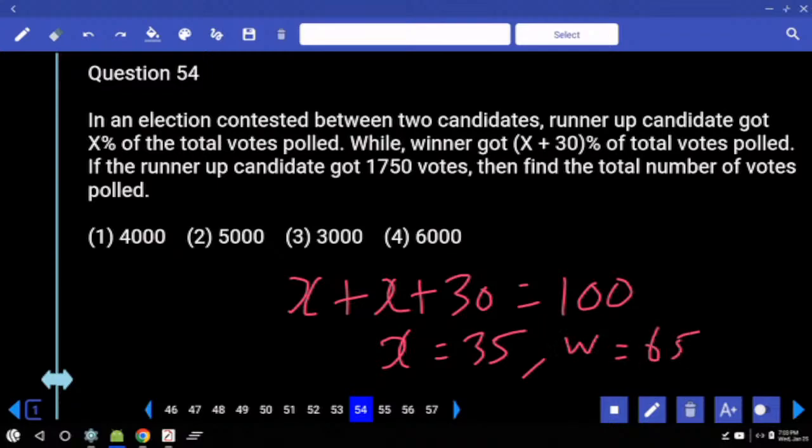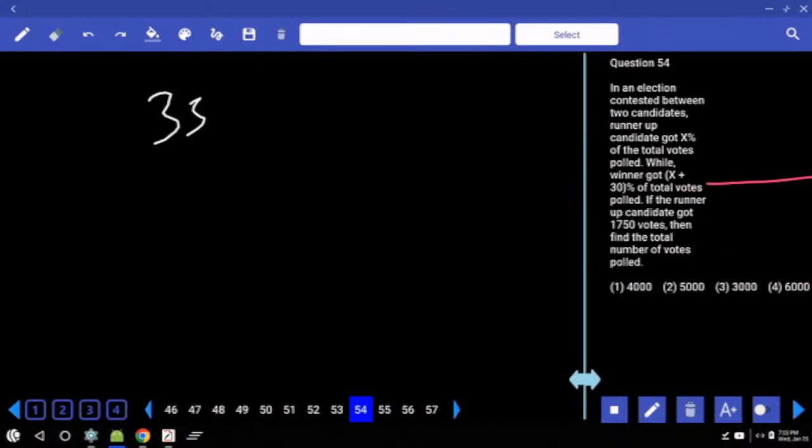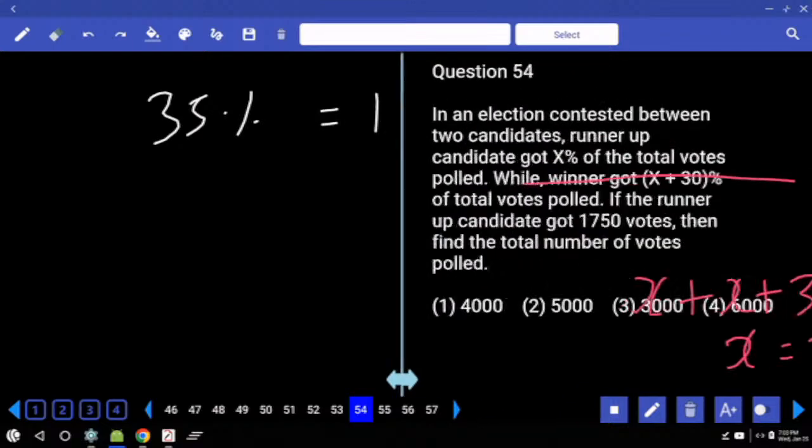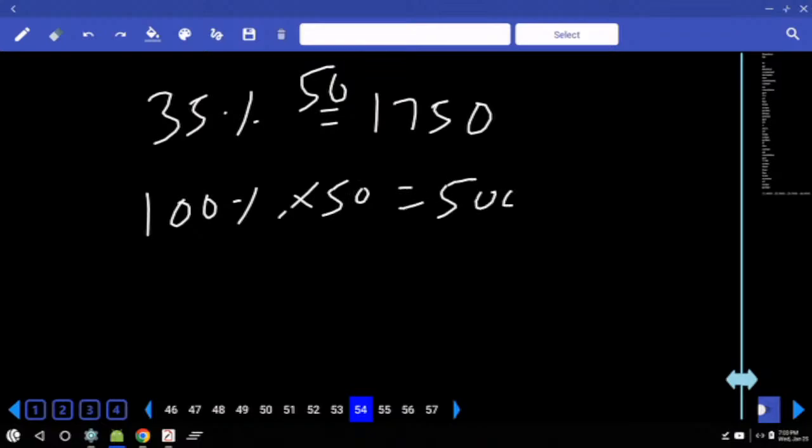So the runner-up candidate got 35% votes, and the winning candidate got 65% votes. Okay, this data we are not concerned with. What is he asking? The runner-up candidate got 1750 votes. Ante, this means 35% is 1750. Yes or no? He is asking what is the total number of votes ante 100%. ఇది 50 కదా, ఇది కూడా ఇంటూ 50 అంటే ఎంత వస్తుంది ఆన్సర్? 5000 is the right answer.